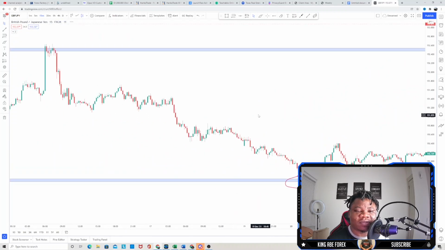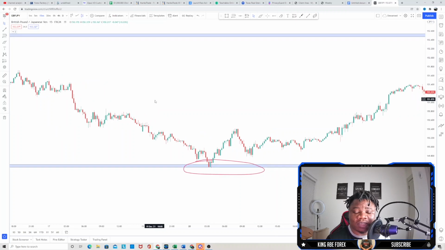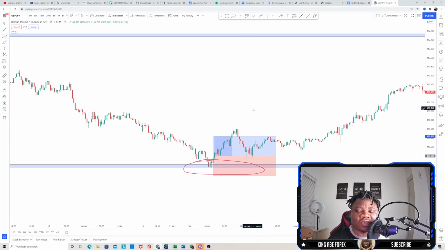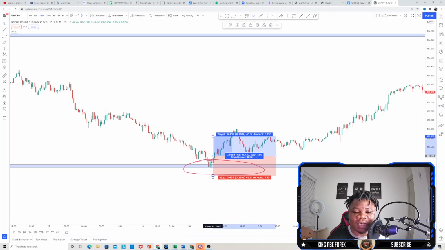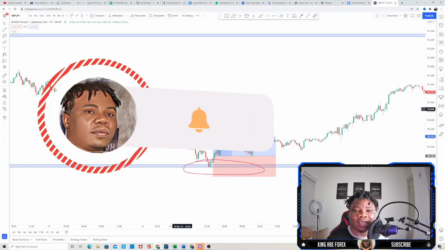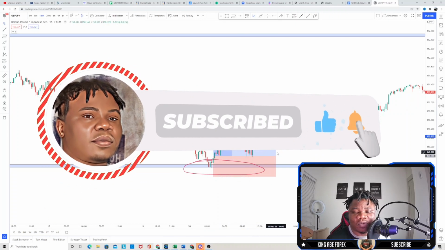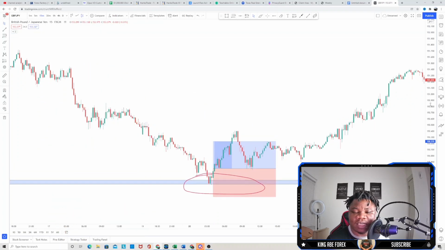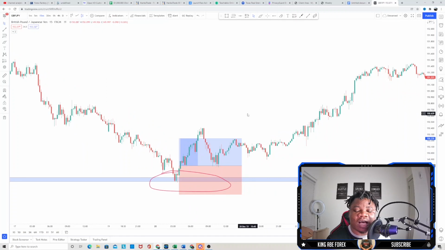Now that I'm on the 15-minute time frame, guess what? This is what I'm going to do. Now I have my demand zone. My demand zone is valid. I'm going to have my entry right over here, and I'm going to make this video as short as possible. There are two ways you can get in this position. You can either wait to see a pullback if you want to, or you can just get in because we have our confirmation on the higher time frame.